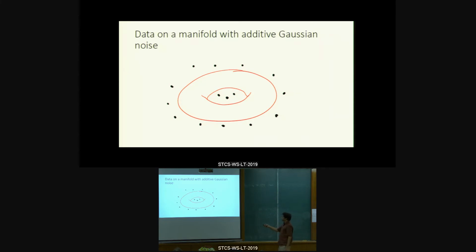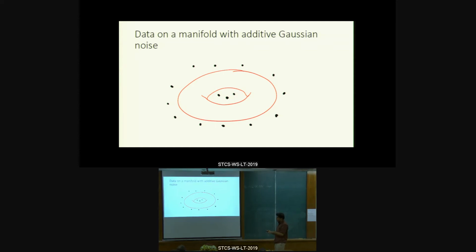So here is the toy picture. You have this manifold, like the surface of a donut, embedded in some high-dimensional space. You have a generative model where you pick a random point in the manifold, add Gaussian noise, pick a random point in the manifold, add Gaussian noise, and so on. And from this, you would like to figure out what the manifold is from these noisy samples.